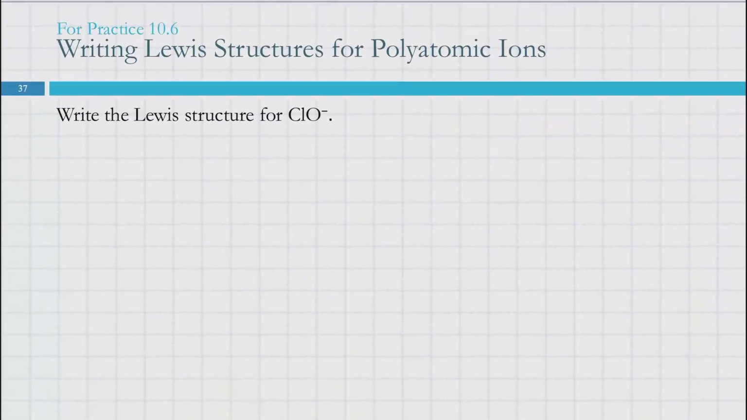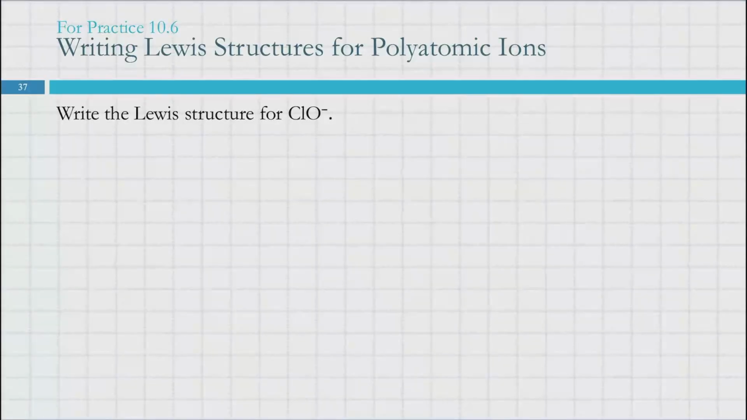Okay, so let's do a Lewis structure for ClO minus. We need to figure out our skeletal structure. It's just 2 things, pretty easy. ClO. Then we need to add up our valence electrons. We've got chlorine, which has 7 electrons. We've got oxygen, which has 6 electrons. So we've got 13 electrons. What's wrong with that?